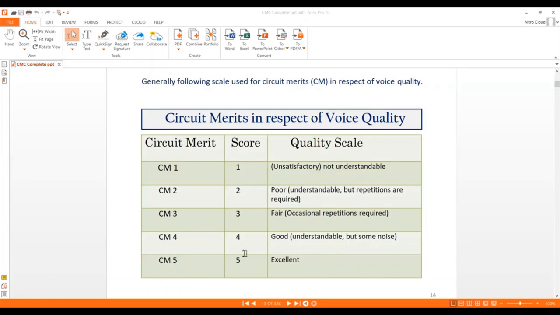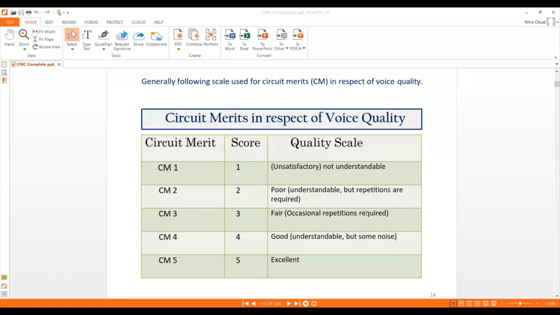Now moving towards CM2, that is, score 2. Poor. It is understandable, but repetitions are required. For example, when you're using an old mobile phone, it might have a problem with the device, or sometimes you might have gone to the corner of the room where you understand the voice, but you say, please come again, please come again. You are going to tell like this. This is the 2.